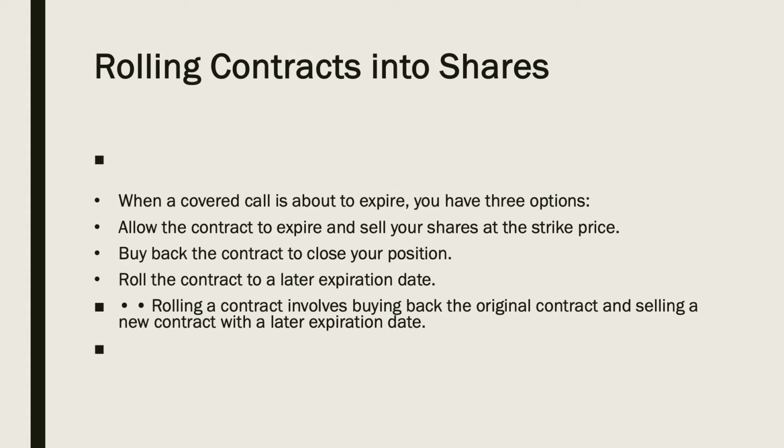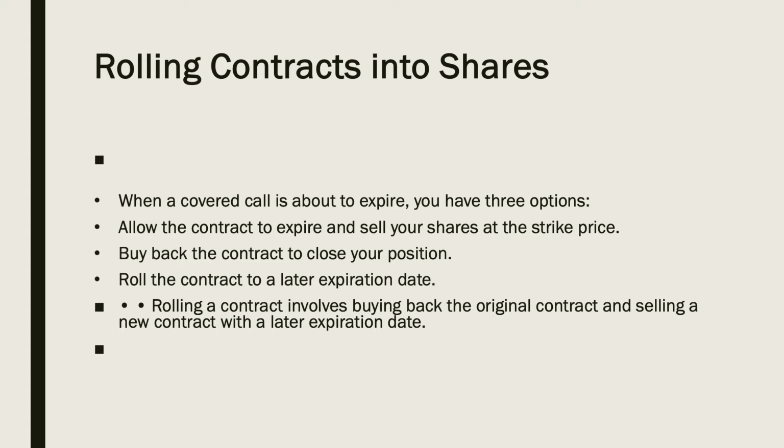Rolling contracts into shares. When a covered call is about to expire, you have three options: allow the contract to expire and sell your shares at the strike price, buy back the contracts to close out your position, or roll the contract to a later expiration date. Rolling a contract involves buying back the original contract and selling a new contract with a later expiration date.